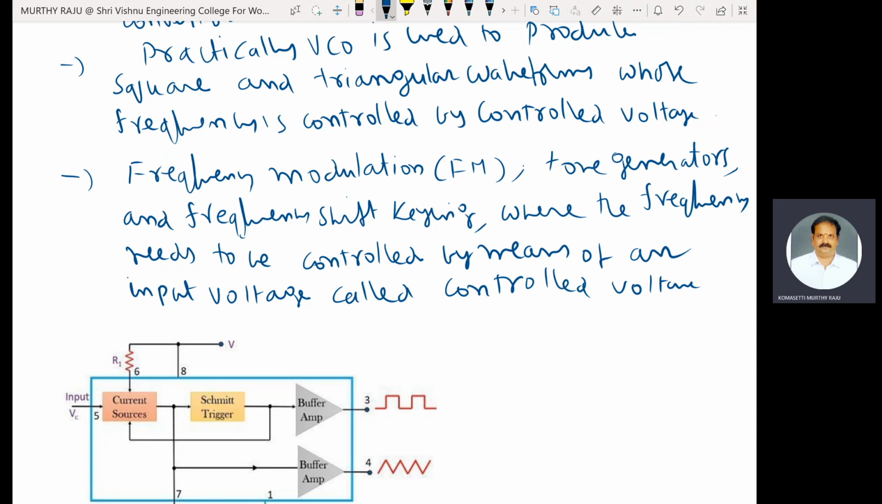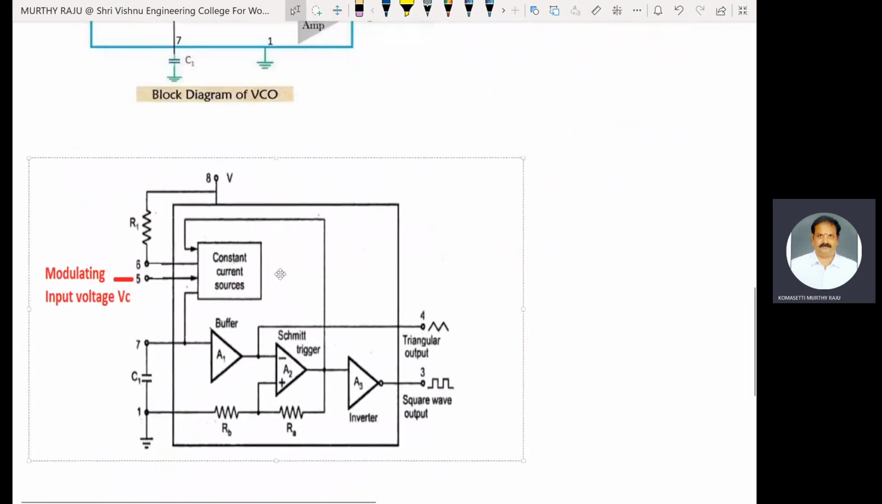Now, in all these points, the frequency of oscillations is controlled by the externally applied voltage. That is the main theme behind this VCO, voltage controlled oscillator.